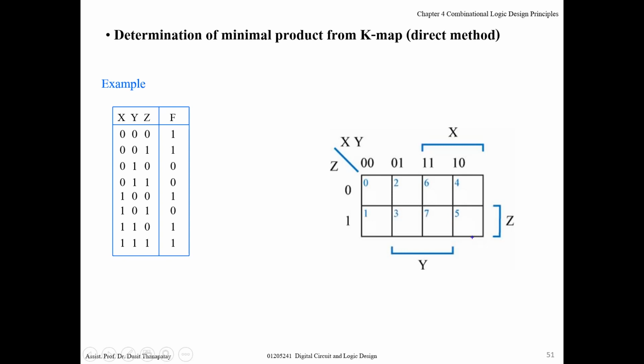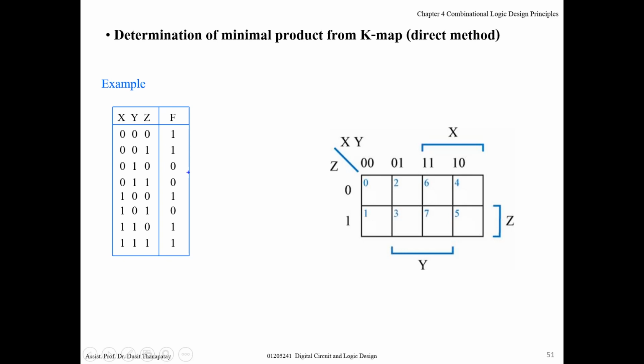Now I want to find the minimal product. The previous one, I wanted to find the minimal sum, which focused on logic 1 output. For the minimal product, I should focus on logic 1 output or logic 0 output.